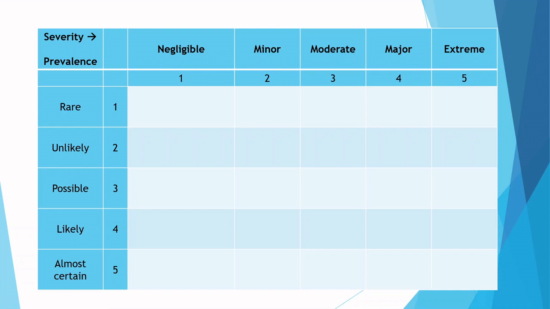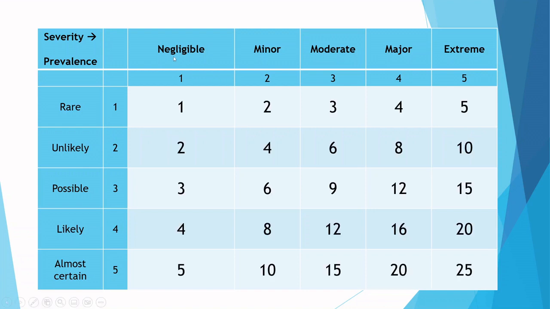Now, I used a 5 by 5 point scale, and you'll see different organizations use slightly different scales, or they may reverse the order and put extreme and almost certain up in this corner. The main premise is the same: we're using a multiplier to quickly calculate and estimate the risk of different hazards so that we can prioritize them. So we multiply the numbers we've assigned here. Negligible we gave a 1, and rare we gave a 1, up to almost certain we gave a 5, and extreme we gave a 5, and we multiplied them.